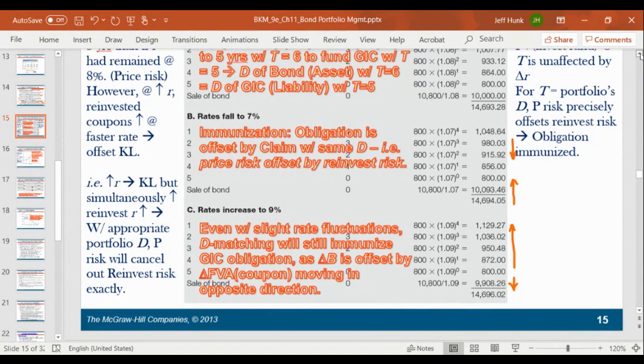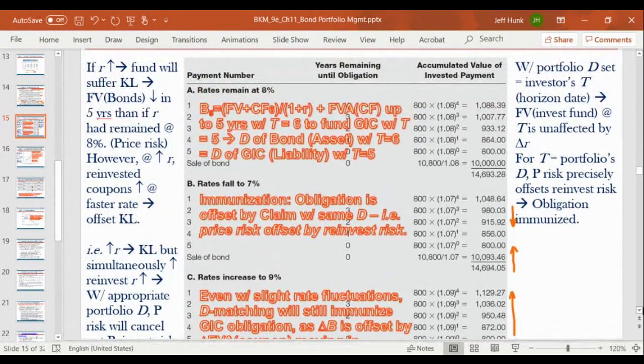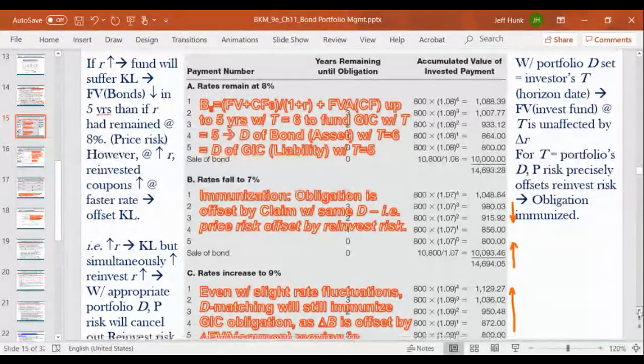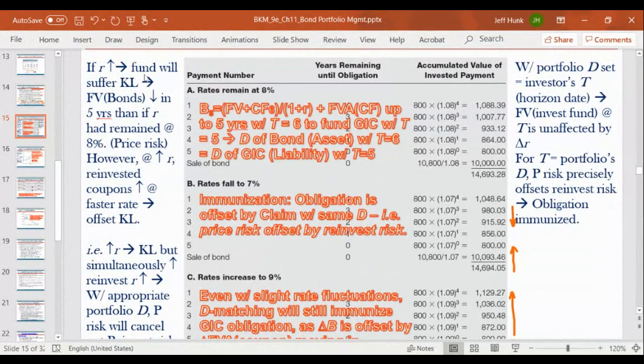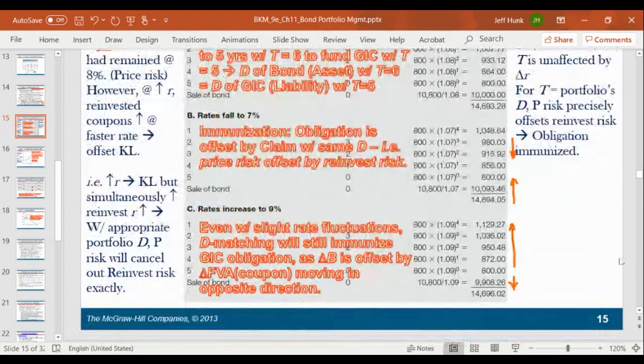So let's go over it. It's basically the same explanation. I just wanted to make a very clear notation here. If interest rate goes up, the fund will suffer capital loss, and the future value of bonds drops in 5 years compared to if rate had remained at 8%. However, at higher interest rate, reinvested coupons grow at a faster rate, and that will offset the capital loss.